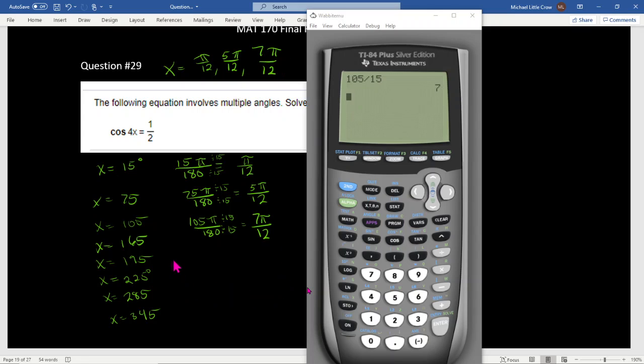I'm just going to do this again and again, so let's see, we've got those. 165, and again, let's just guess, I think it's 15, I know it works with the 180, let's see if it works with 165. 165 divided by 15, is that a whole number? It is. It's 11 pi over 12. So there's another one there.